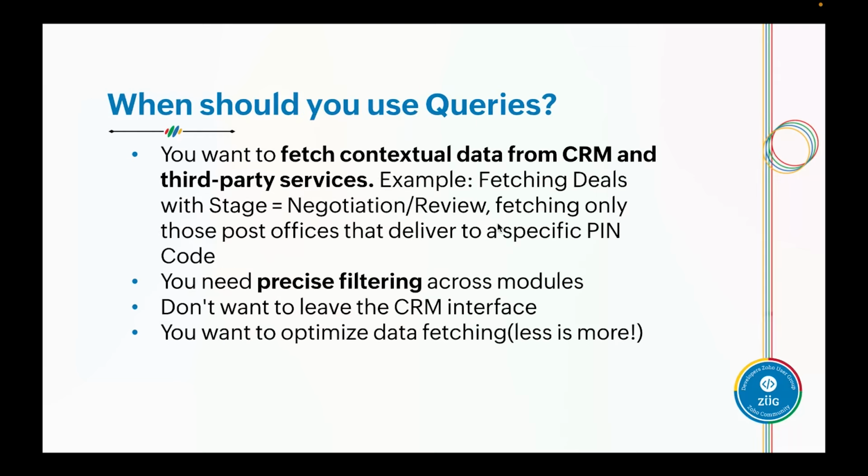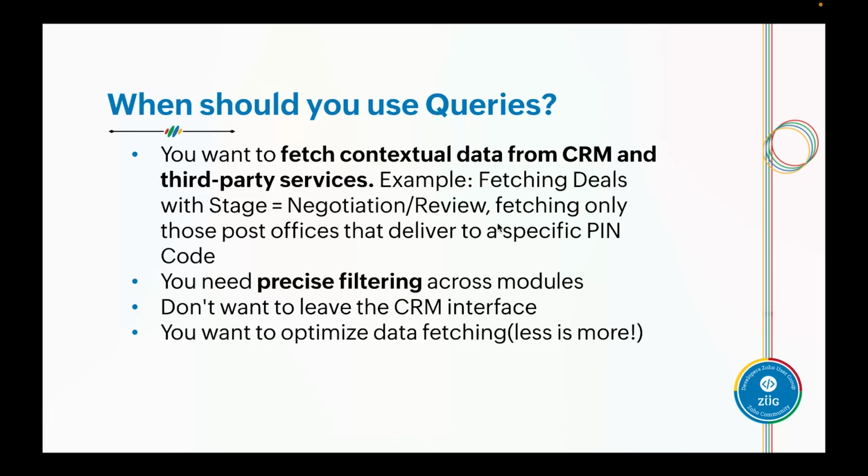Now, when should you use queries? You can use queries when you want to fetch contextual data, either from CRM or a third-party service. One example of this would be fetching deals in a specific stage, like negotiation or review, or pulling only those post offices that deliver to a given code. You can also use queries when you need precise filtering across modules, you do not want to leave the CRM interface, and you want optimized data fetching. So what do I mean by optimized data fetching? Let's take the example of the shipping code. When I hit the API, it is definitely going to give me heaps of data.